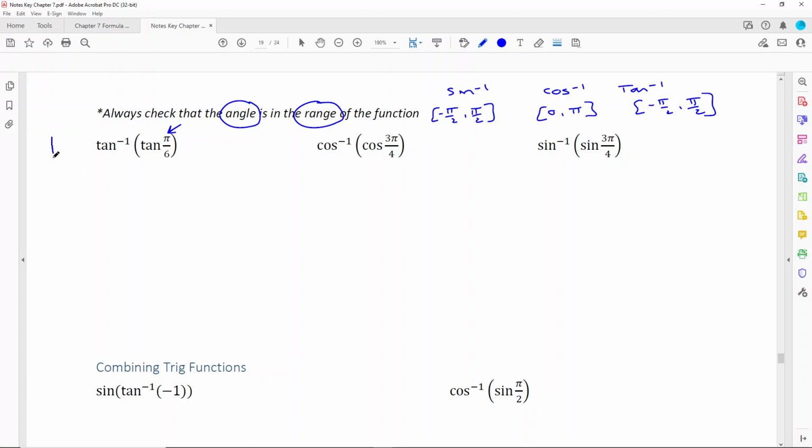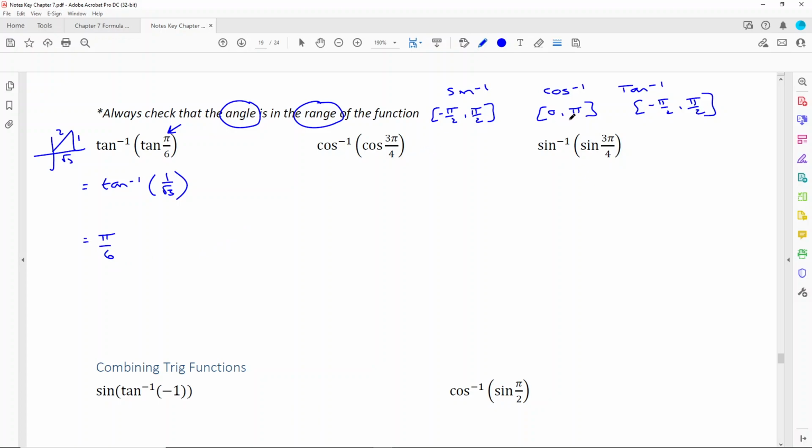Now, if you want to check it, just draw it, right? Pi/6 would be your 1, 2, √3 triangle. So the ratio would be opposite over adjacent. So you'd be finding the inverse tan of 1 over √3, which would be pi/6. Okay, so then you start getting on this roll. You're like, cos of 3π/4.